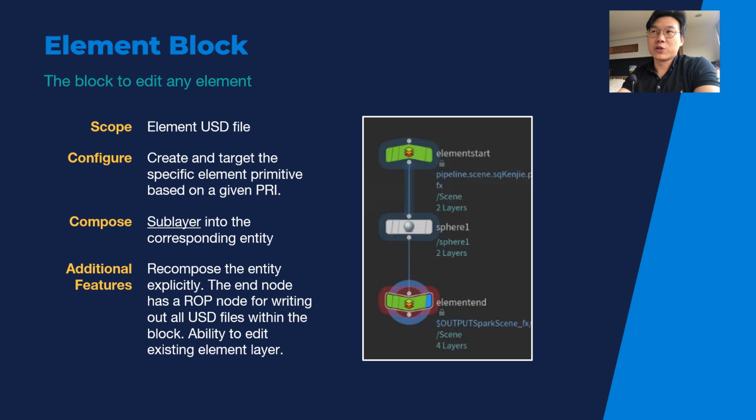We configure the start node to target the specific element based on a given PRI by the artist. And for the end node, we sublayer the element back into its corresponding entity. Additionally, element block is customized to recompose the entity explicitly, so the default output of the whole block would be the whole entity. And the end node also has a USD ROP node to export out all USD files within a block. Finally, we also allow artists to edit the existing element layer instead of creating a new one.